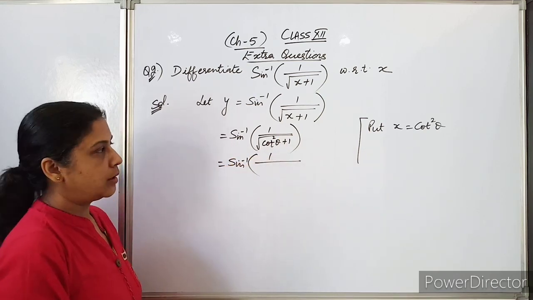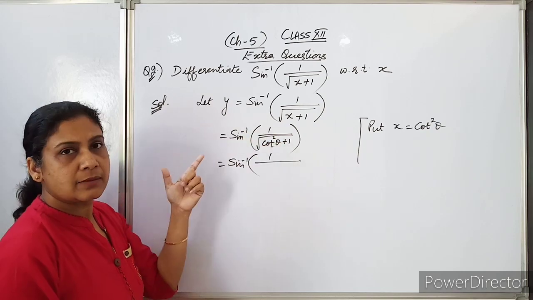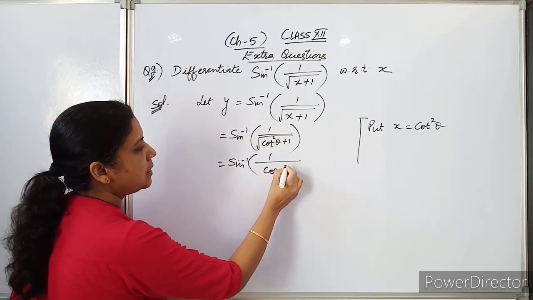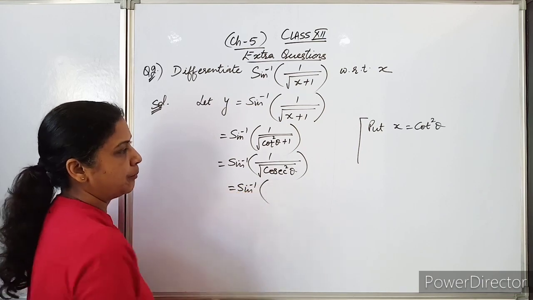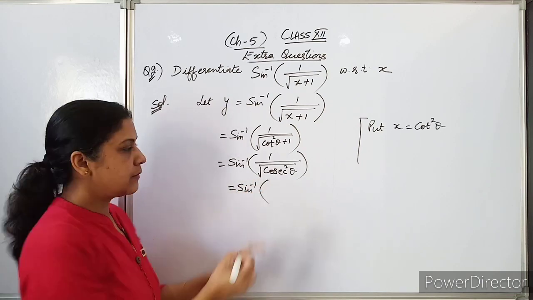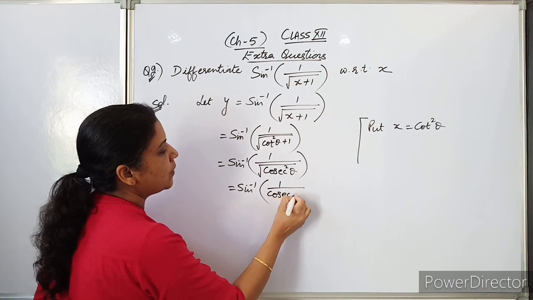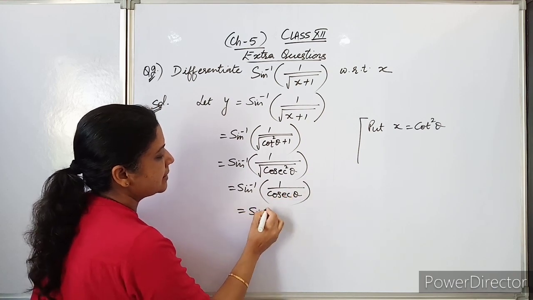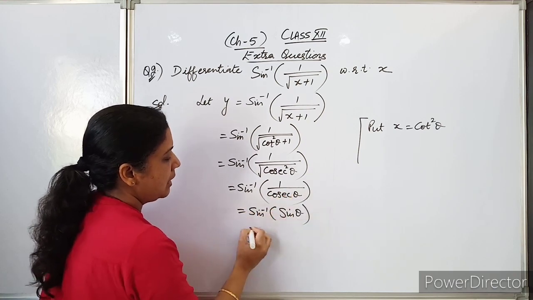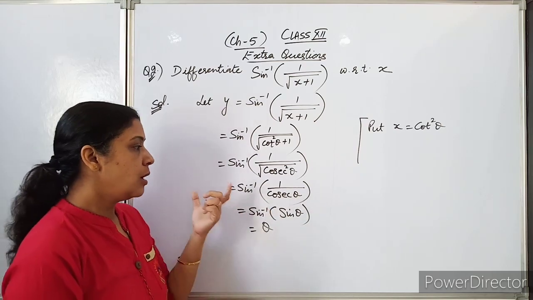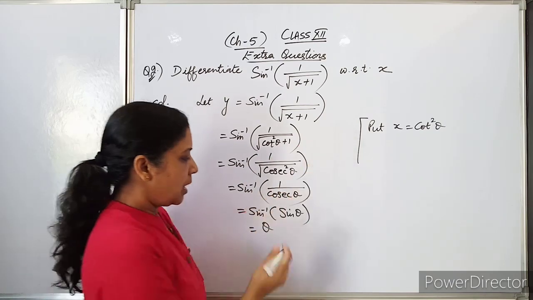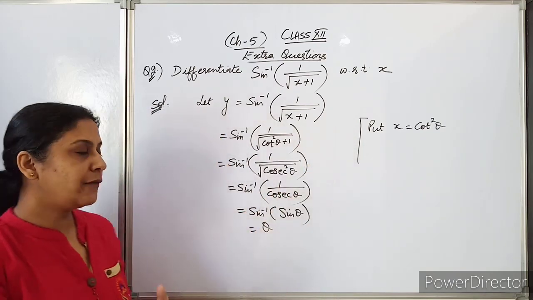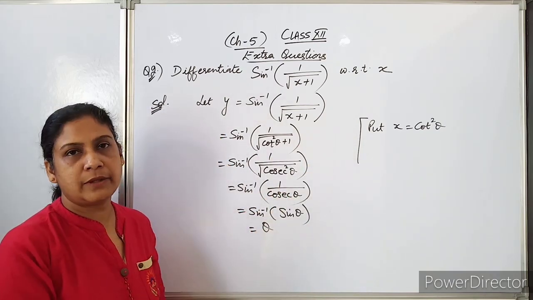That is 1 upon. Cot square theta plus 1 gives you cosecant square theta, as we have done in the identities in class 10. Root cosecant square theta gives us cosecant theta. So 1 upon cosecant theta in the next step will become sine theta. That was our purpose only, to make the sine inverse of sine as identity and to get the value of theta. Now before differentiating, we have to put theta back in our original variable x.